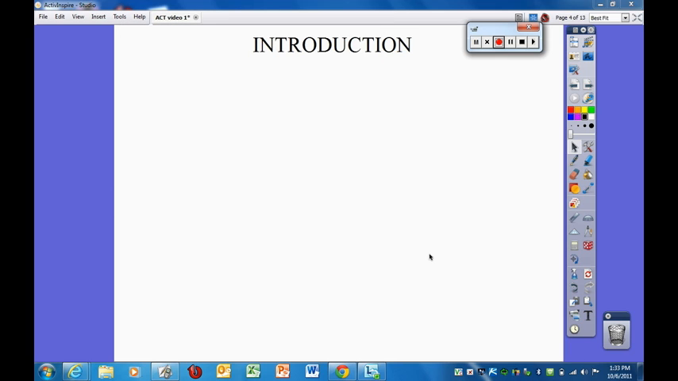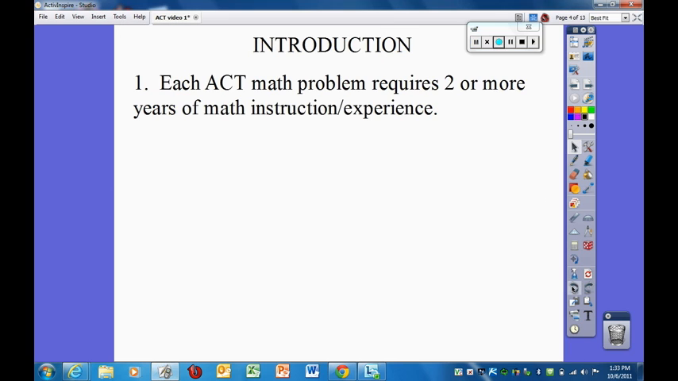Alright, a brief introduction before starting the solution set. First of all, keep in mind that you have to draw upon all of your years of experience in order to work the problems on the Math ACT. Every problem requires a plan of action. You need to formulate how you're going to attack the problem. And you have to draw upon multiple years of experience.